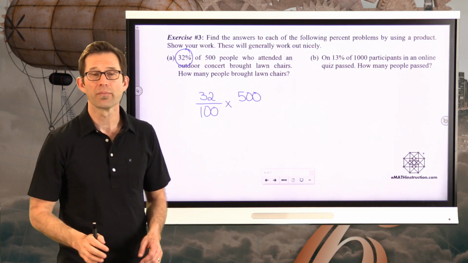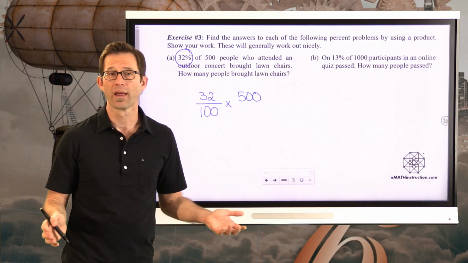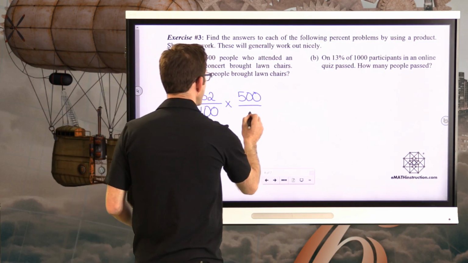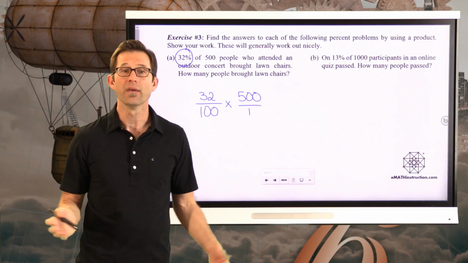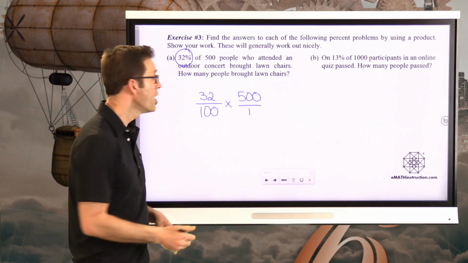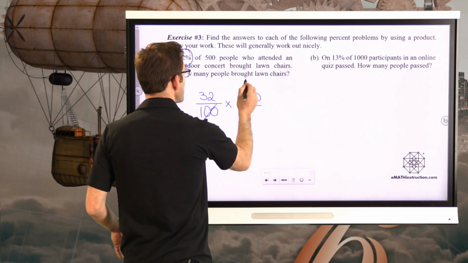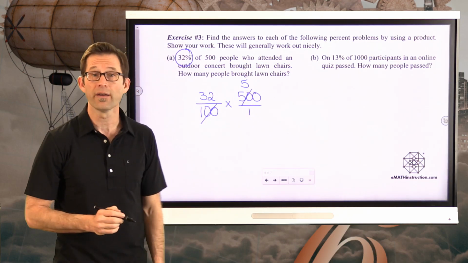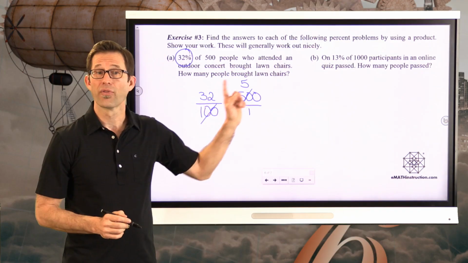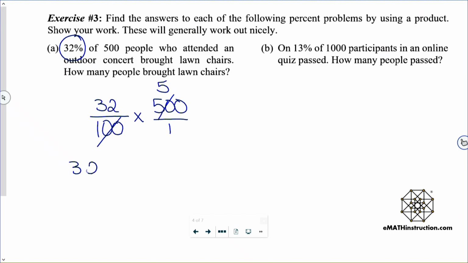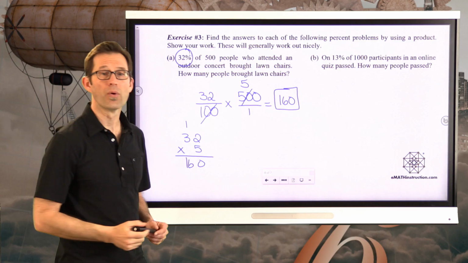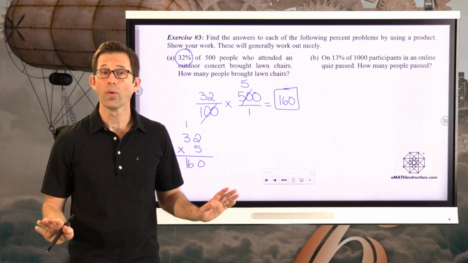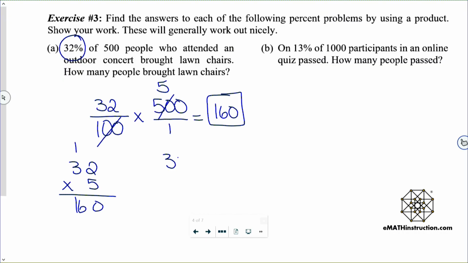Now, if it makes you feel better because when you multiply a fraction by a whole number, you like to see a denominator on the whole number, feel free to put the 500 over 1. If you feel that need, that's okay, right? The great thing is that 100 then will cross cancel with 500 to leave me with just 5. And now I'm just looking at 32 times 5, which maybe I need to do down on the bottom of my paper. But I get 160. 160 people must have brought their lawn chairs. And that's exactly what we would get if we had done something like this instead.